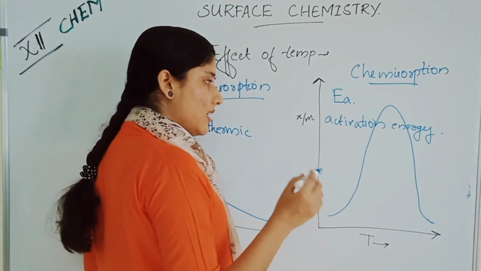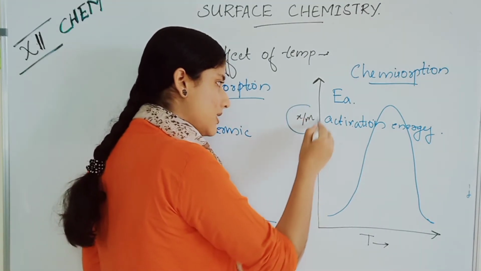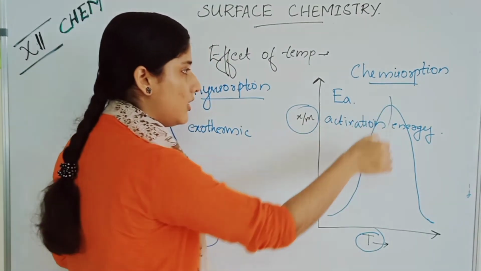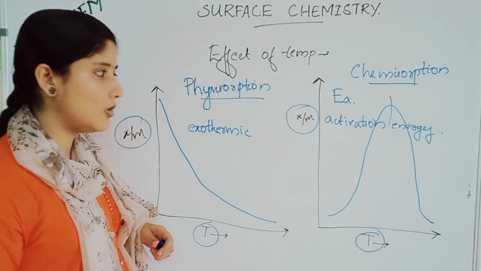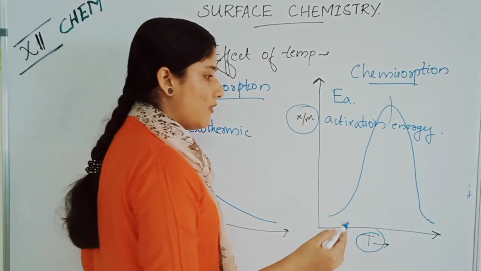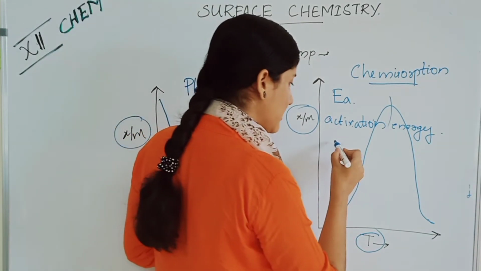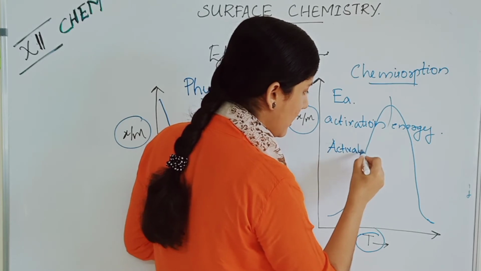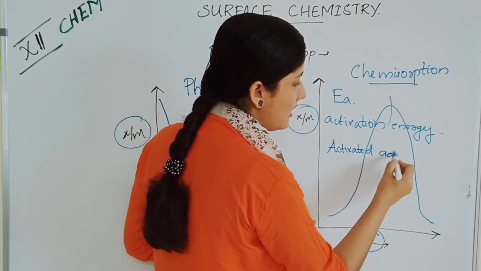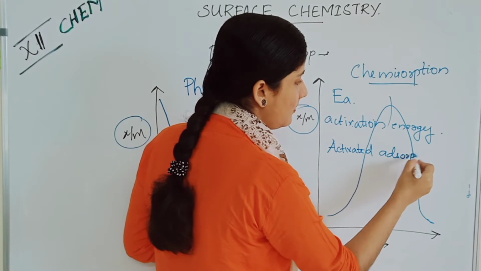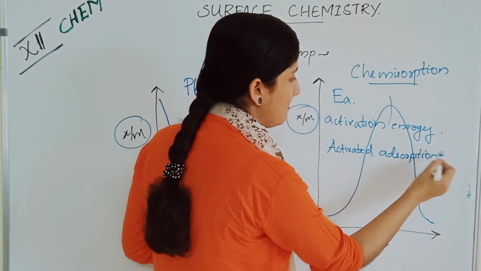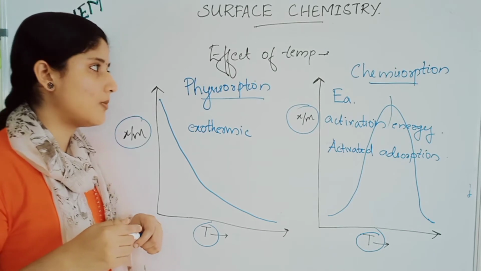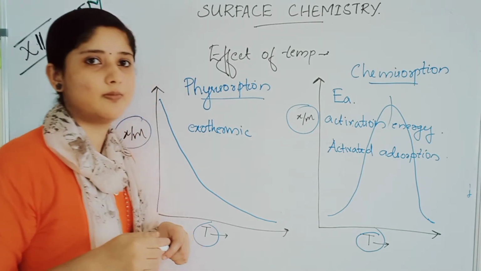We can say that x by m is directly proportional to temperature. In the first part, up to here, the extent of adsorption is directly proportional to temperature. So it is called activated adsorption. We will call chemisorption also as activated adsorption. This is the effect of temperature on physisorption and chemisorption.